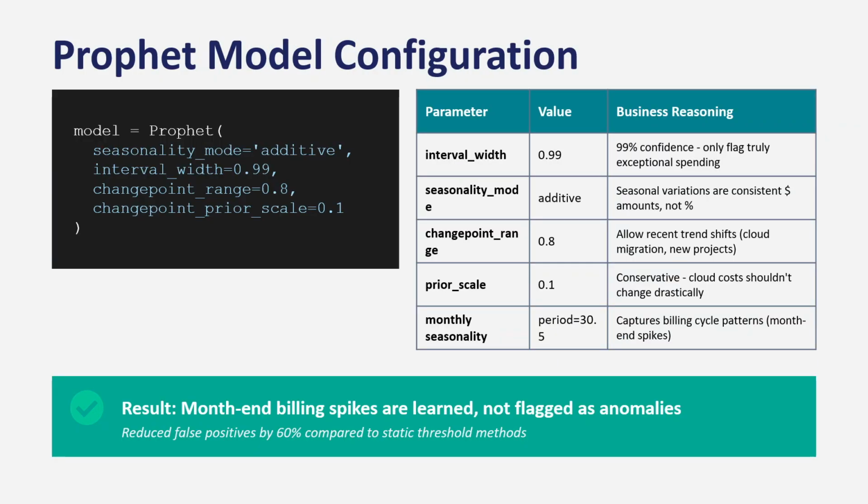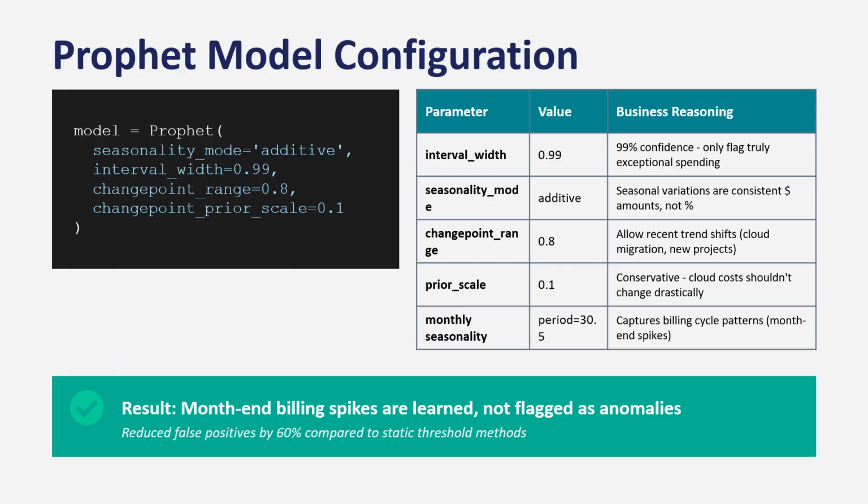Let's see the Prophet model configuration. This slide is really the heart of the project because these are the model tuning decisions we are bringing in. Let me break down each parameter and the business reasoning behind it. The interval width of 0.99 means we only flag truly exceptional spending. This directly reduces the false alarms for the finance teams.